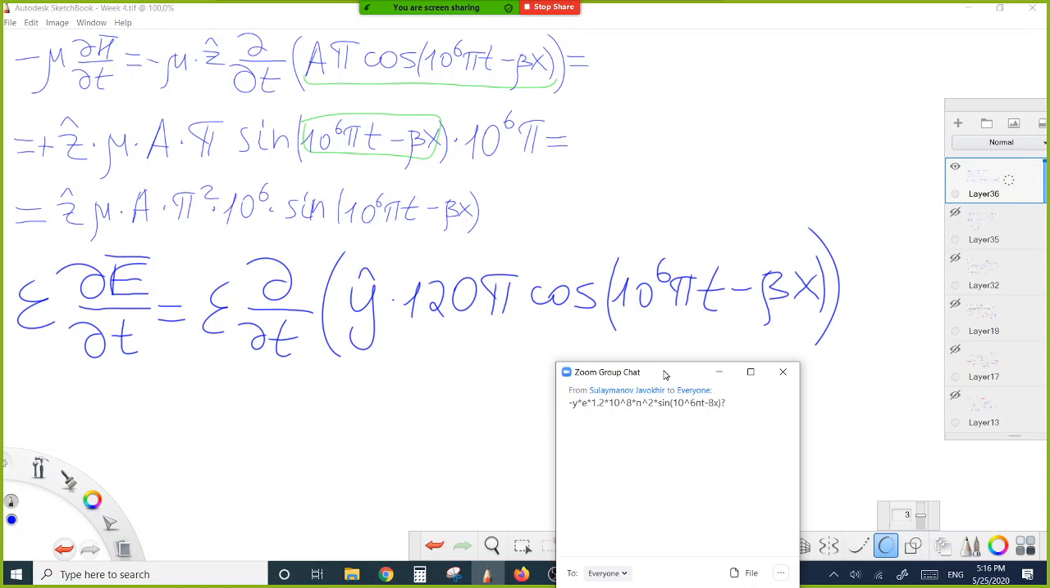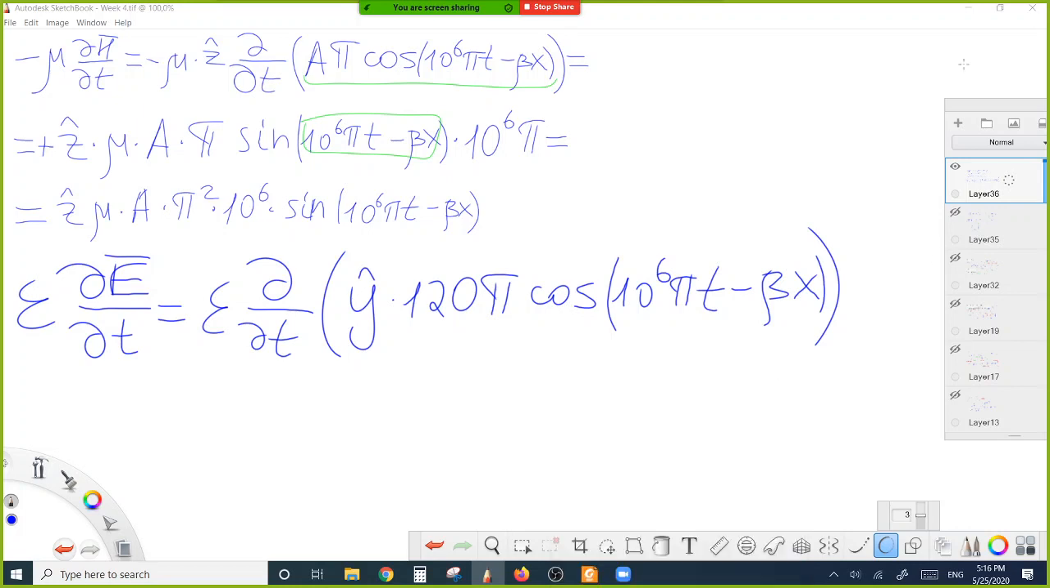Okay, yeah, it should be fine. Yes, minus y epsilon 1.2 10^6 p squared. Yeah, you are right.